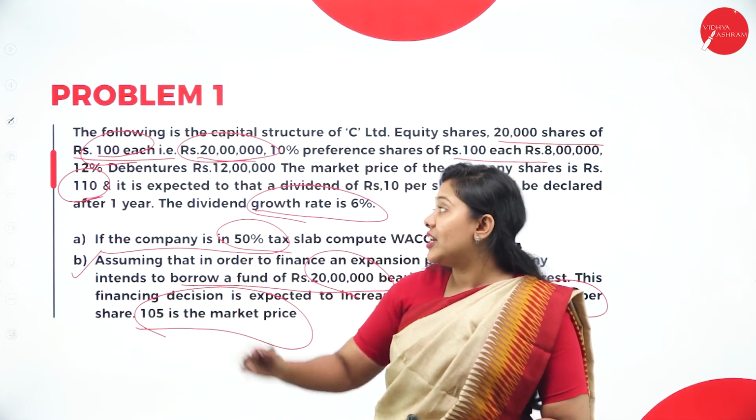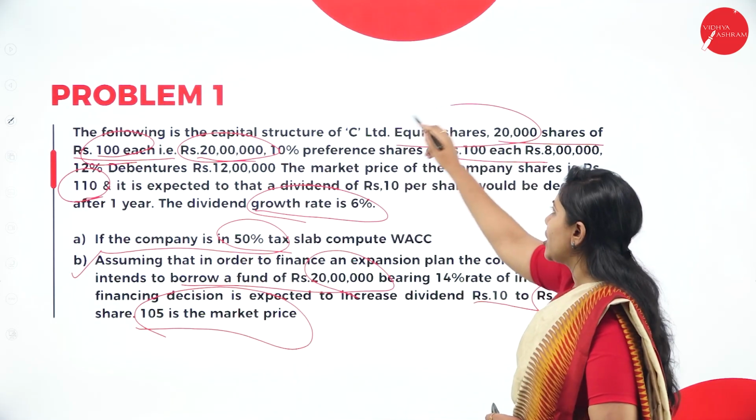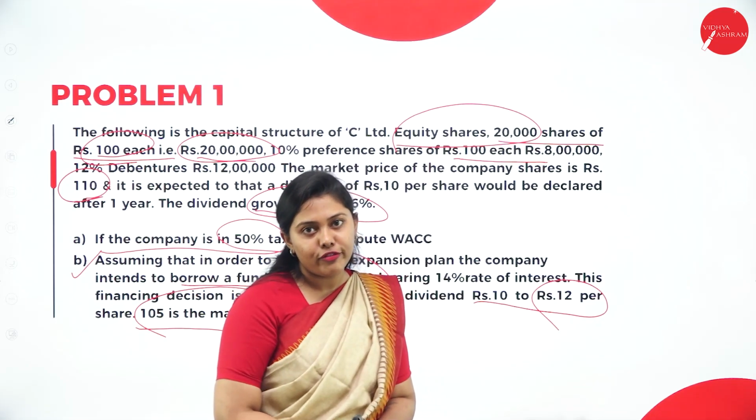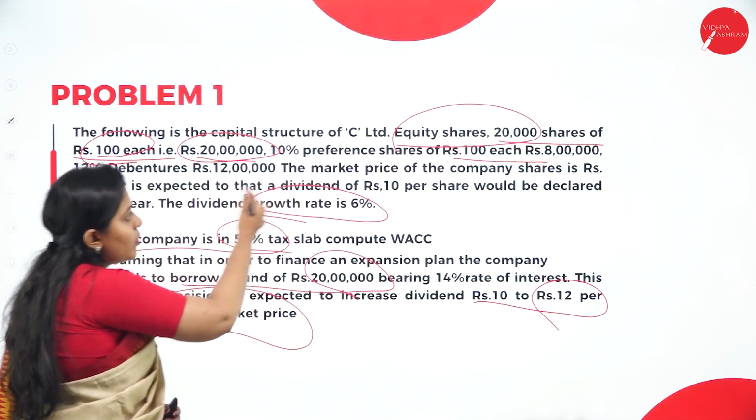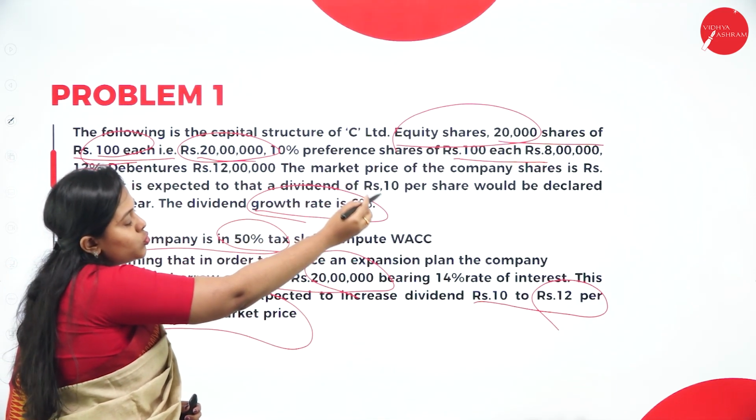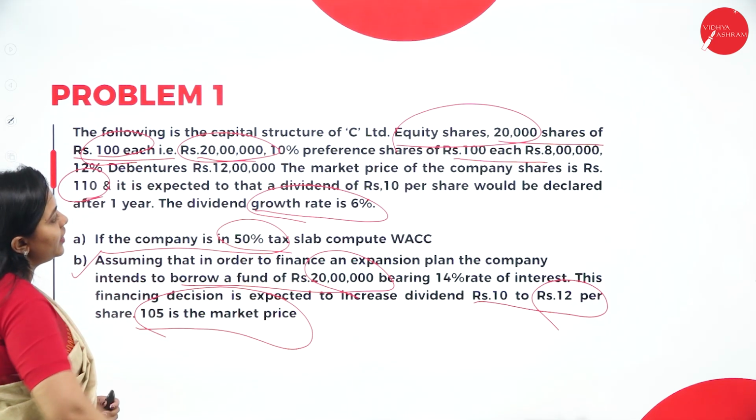So what is given first? Given is equity share. So let's calculate the cost of equity shares. What is the value they have given? Equity shares, 20,000 shares of rupees 100 each.